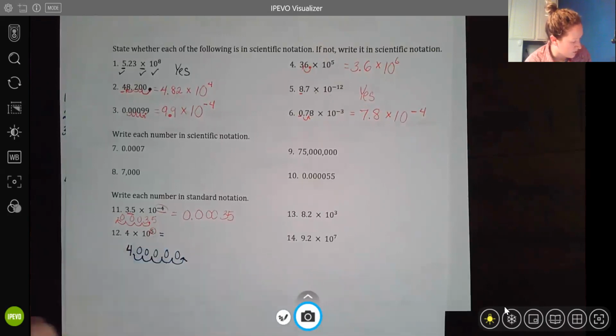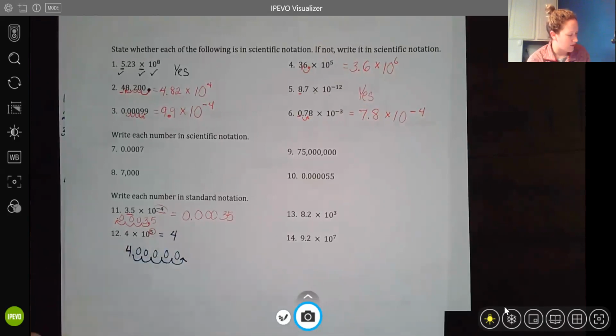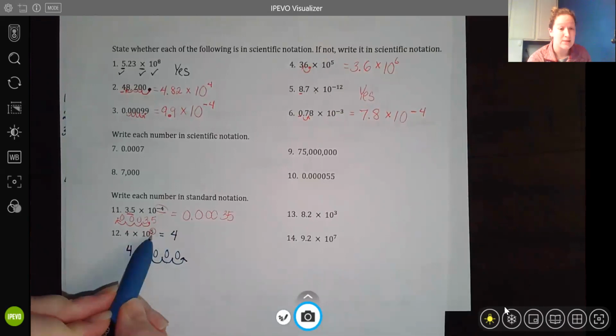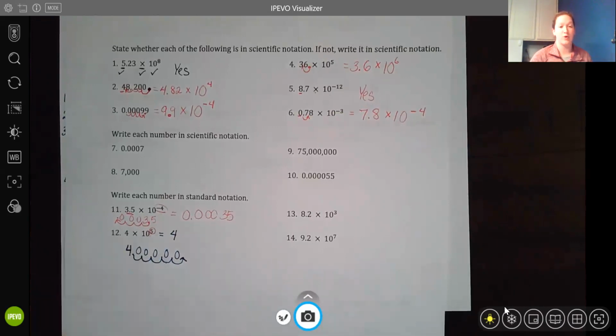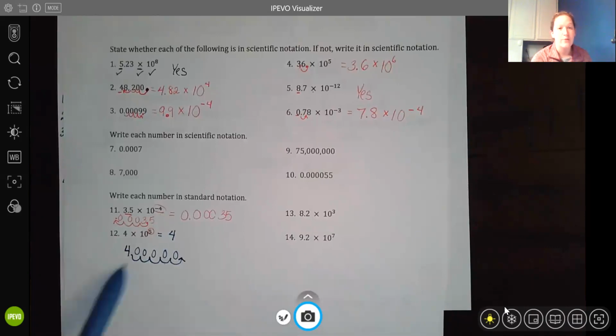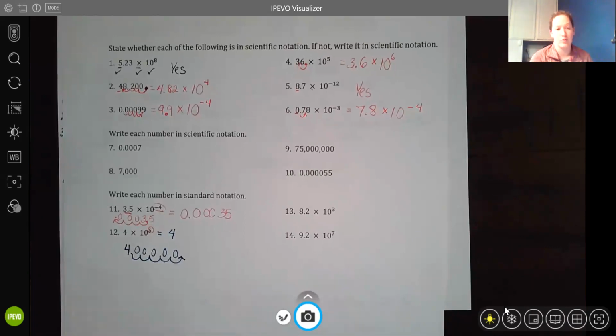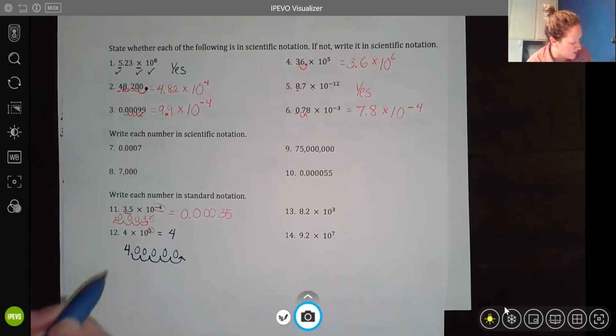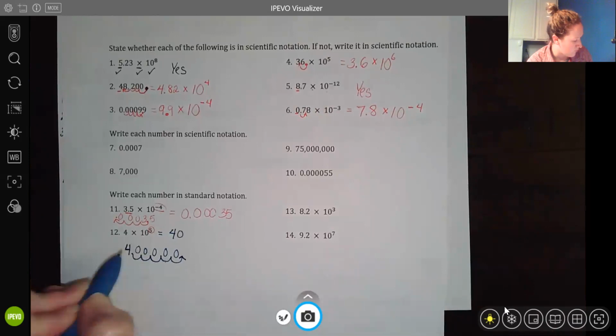So again, I started with 4. I moved my decimal 5 times. And because it's a positive exponent, it meant my standard form, or my standard notation number, was larger than 1. And so I need to move the decimal to the right. If I moved it to the left, that would create a number smaller than 1. And that's not what that exponent means for me. So I'm going to add in 1, 2, 3, 4, 5 zeros.